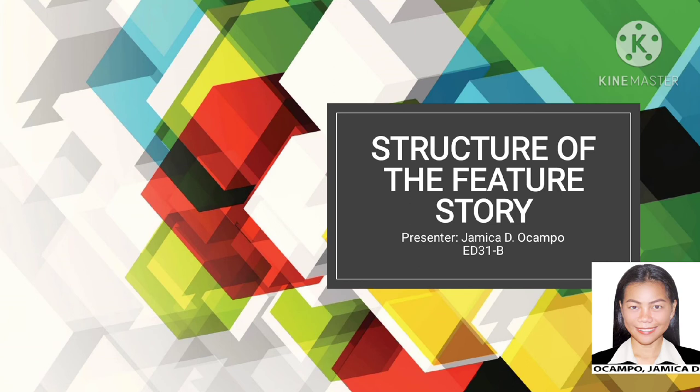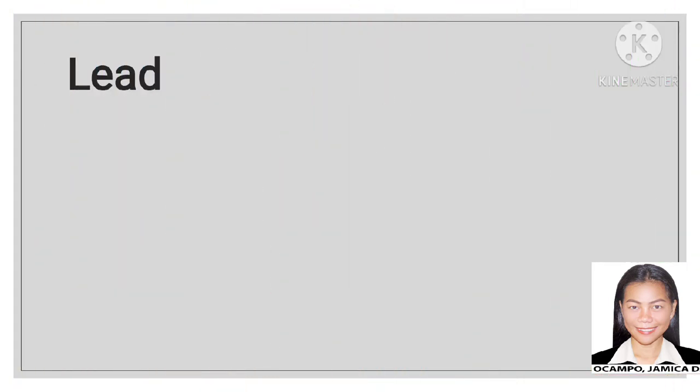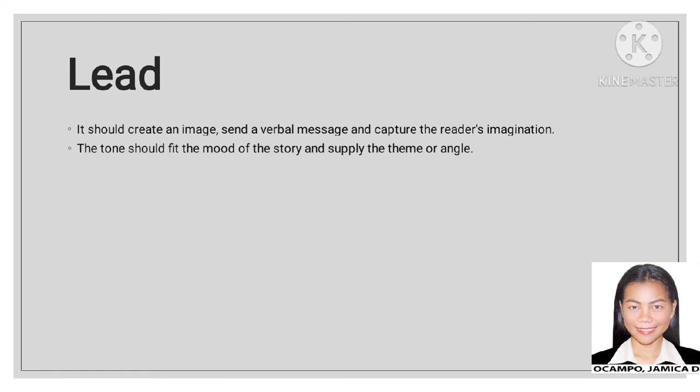The first element of the feature story structure is the lead. It should create an image, send a verbal message, and capture the reader's imagination. Second, the tone should fit the mood of the story and supply the theme or angle. Next, it should lead the reader into the story.